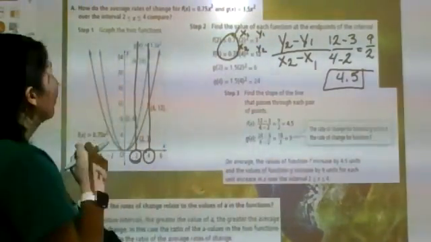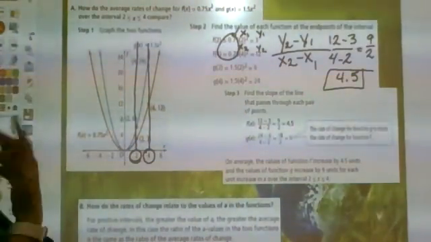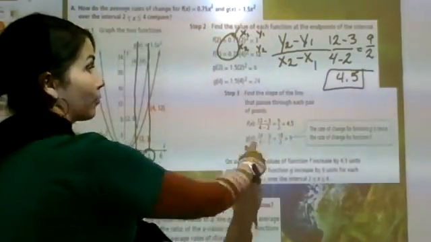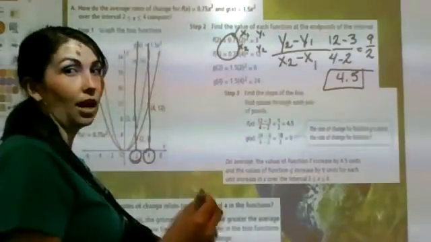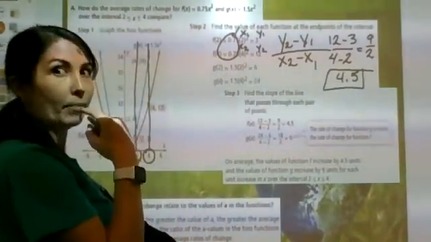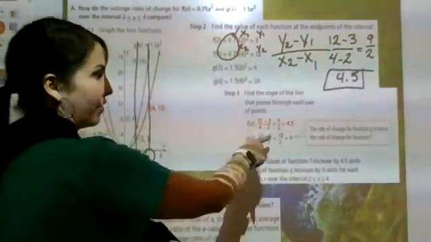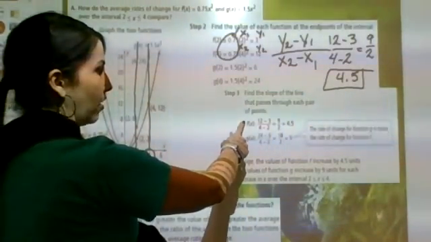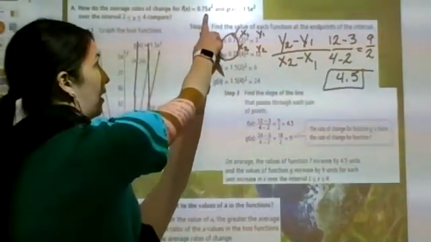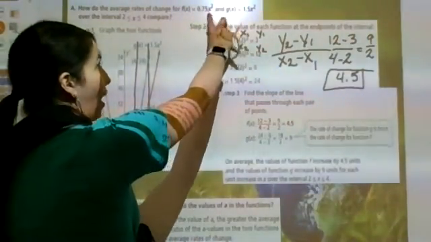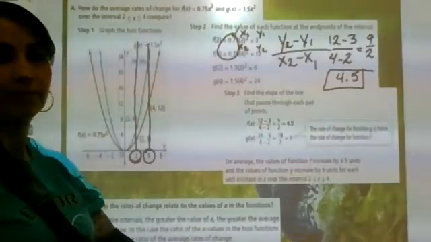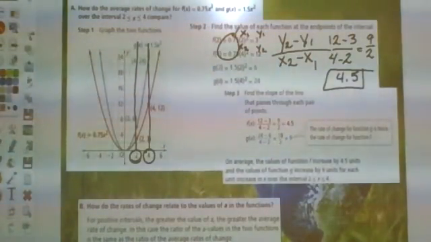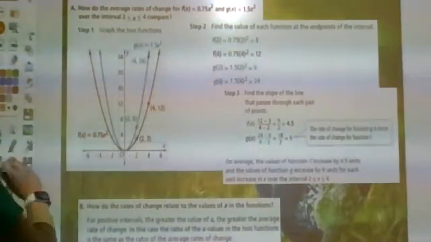So if I am comparing, it says, how do the average rates of change compare? Well, this one's 9 and that one's 4.5, so the 1.5's rate of change is twice the amount of the 0.75. Why might that be? Why is g of x twice as much as f of x? Well, look at our a. The a in g of x is twice the a of f of x. Coincidence? I think not.